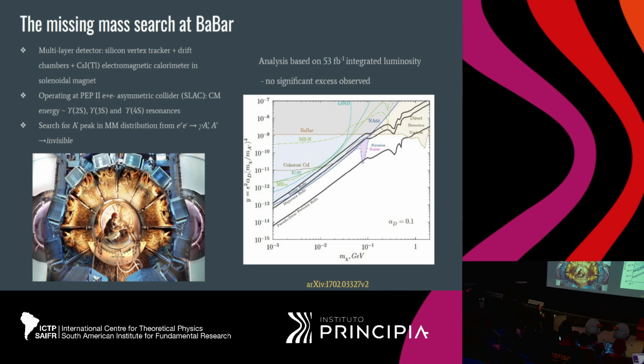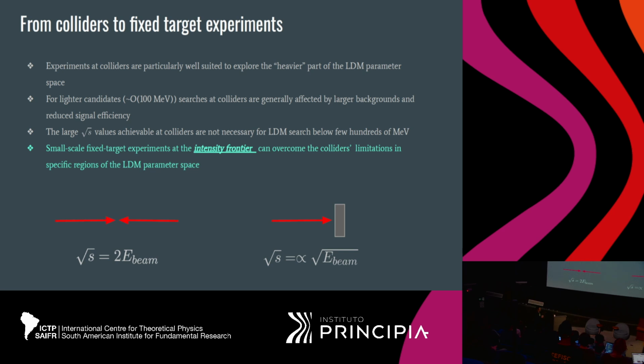So BaBar was not sensitive to the mass of the dark photon from 1 to 100 GeV. It was a single analysis in all of this missing mass spectrum. And this is the reason why this limit here is flat, and also the reason why colliders typically are more well suited to explore larger masses. This is also the reason why they are built: to create new particles with, in general, large masses with respect to a fixed target experiment.